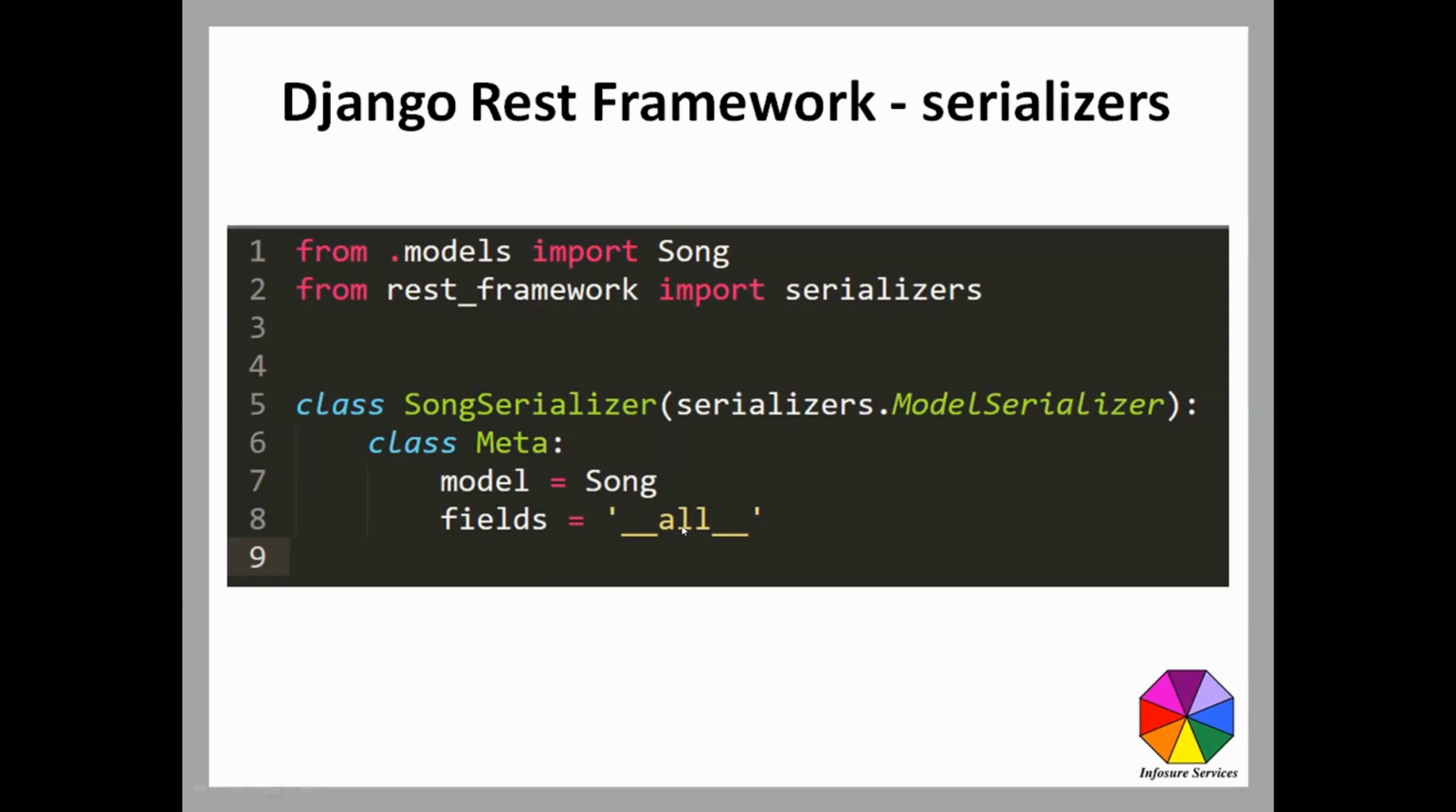What I mean is, in this serializer, I can only handle one table. Each serializer is for one model. So song serializer, song model. Product serializer, product model. I can't serialize more than one table. One model, basically.